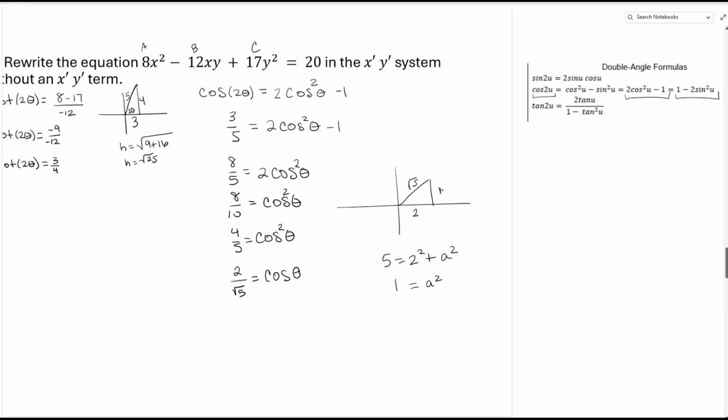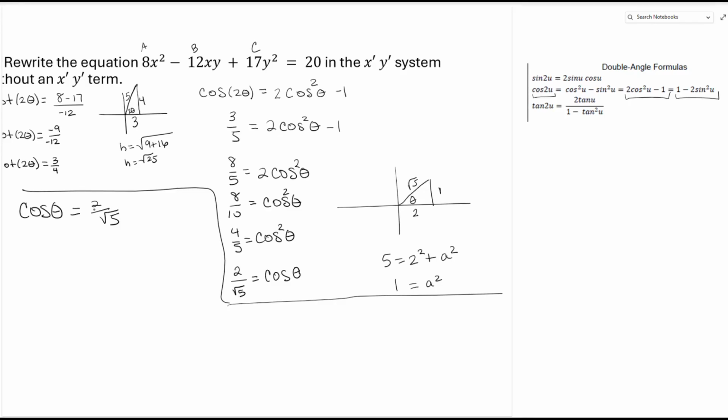Okay, now why did I do all that? I did that because I need to replace cosine, right? When I substitute in for my x and my y, I'm going to need what the cosine of theta is, and that is 2 over root 5. I also need to know what the sine of theta is, and that's 1 over root 5. You can rationalize them if you want to, okay?